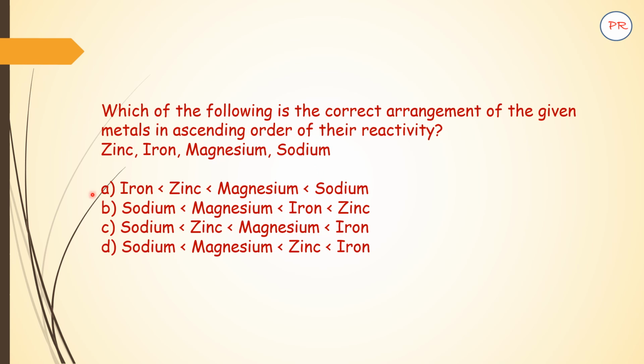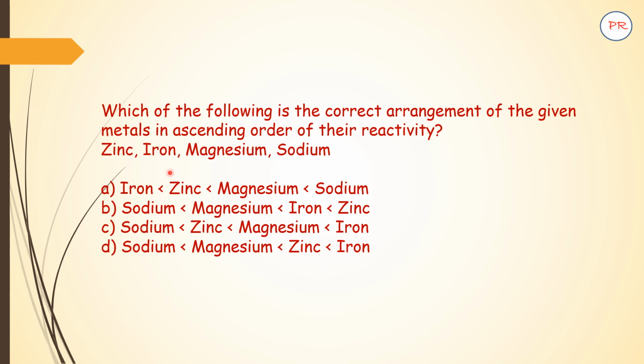Here you have to read all the four options carefully. And you have to remember it is in ascending order, means it is in increasing order of reactivity. So you must be able to recall the reactivity series.